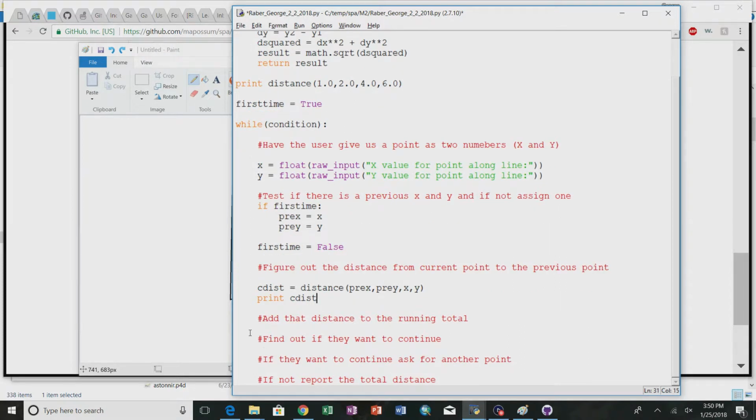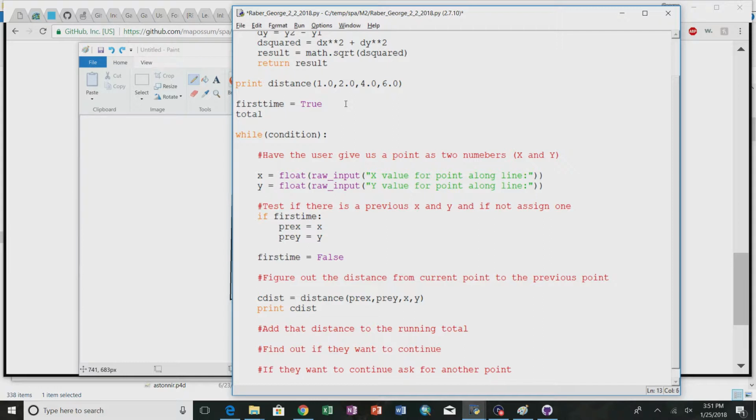The next thing that we need to do is add that distance to a running total. So how would we do that? How do we create a running total? We need a variable outside the loop, so it's another precondition. So we set up a variable outside, and let's call it total distance, and set that equal to 0, because it's going to be the total distance along that line, and so it starts off at 0.